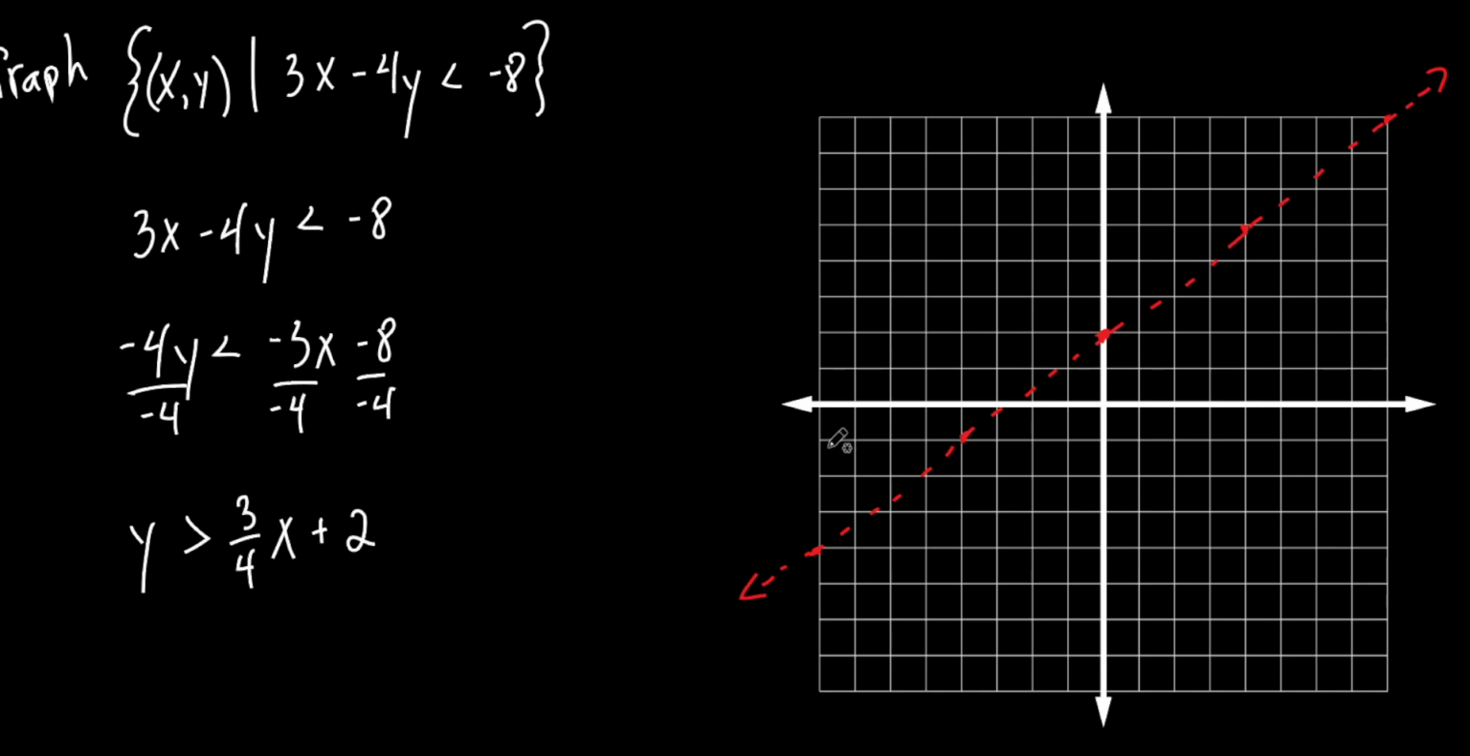What can you do? You can always pick an easy number. Let's pick the 0, 0. That'll be good, and make it easy, especially since we have a fraction here. All right, let's put 0, 0 in.